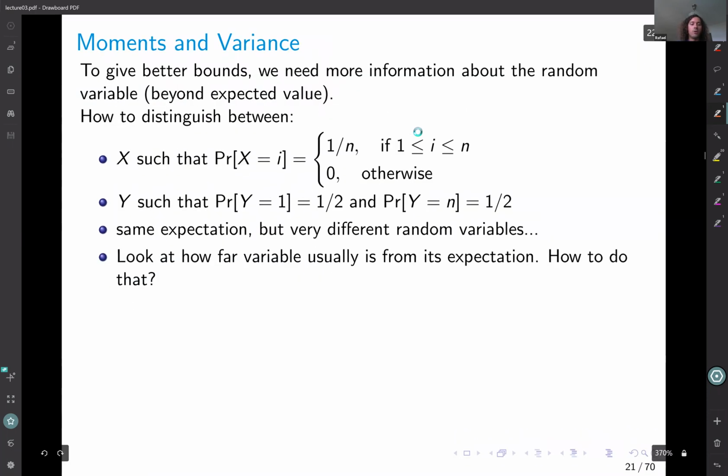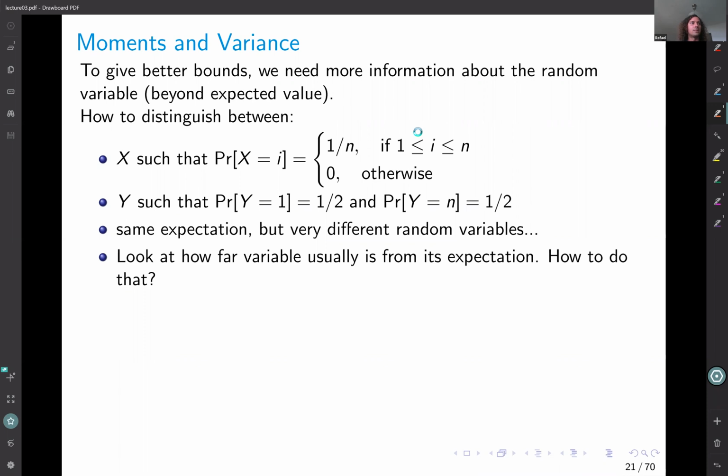If we look at how far the variable usually is from its expectation, that's really what we want to look for, because this is one of the many different ways in which these two random variables behave. One random variable is never close to its expectation, and the other one behaves kind of uniformly, so you can find more and more values as you go far away from the expectation. So this is one way of distinguishing those two. We need to look at how far a variable usually is from its expectation.